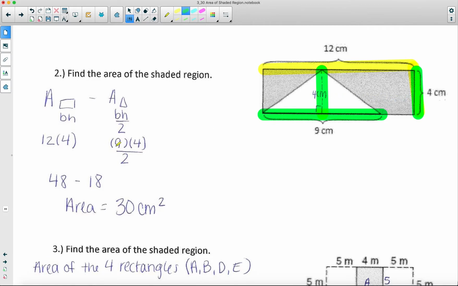So my base is 9 and my height is 4. So 9 times 4 is 36. 36 divided by 2 is 18. So to find the area, I'm going to do the rectangle minus the triangle, and we're left with 30 centimeters squared. Not too bad. Hope that you think that this is kind of getting a little bit easier, or at least you're able to recognize what it is that we're doing.